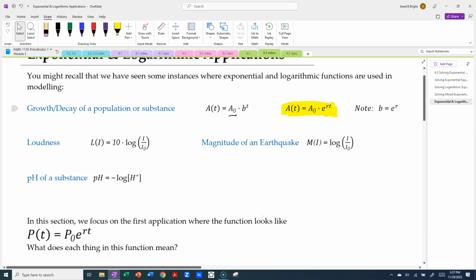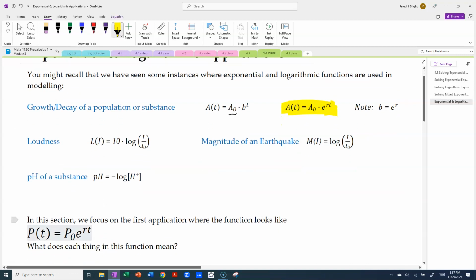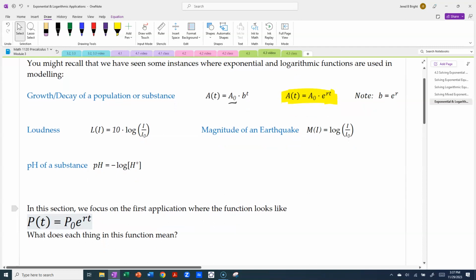And I am going to most likely always use the format P of t is equal to P naught e to the RT, just because the right side you can say it's PERT. But really P here, we're mostly talking about a population, but you can certainly use A of t for an amount of a population too. If there's no notation provided, use whatever you like, but use proper notation.